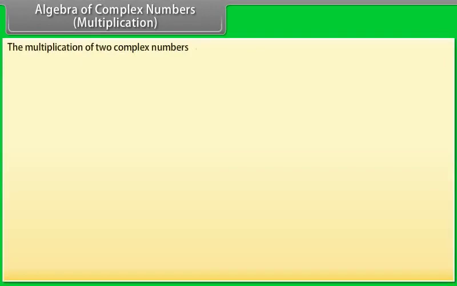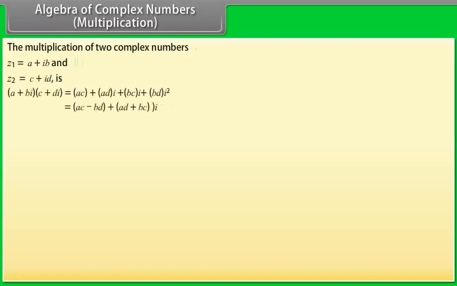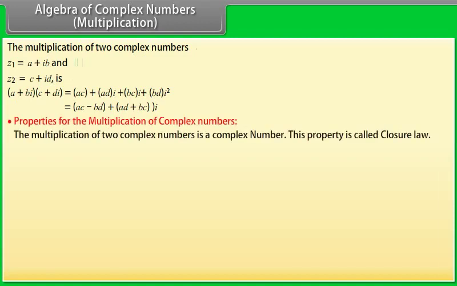Algebra of complex numbers. Multiplication. The multiplication of two complex numbers z1 and z2 is (ac minus bd) plus (ad plus bc) iota. Properties for the multiplication of complex numbers. The multiplication of two complex numbers is a complex number. This property is called closure law.